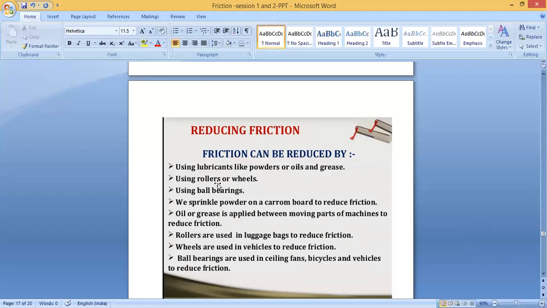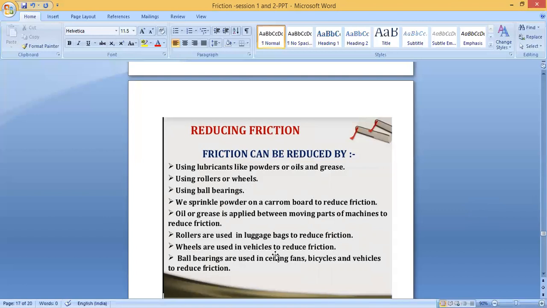But if you fix rollers or wheels, you can see that one thing you learned, rolling friction is less than sliding friction. Even sliding friction is less than static friction. Here only two wheels you are fixing, so only the wheels touch the surface. So obviously the friction will reduce. And it's rolling friction, which is very much less than sliding friction also. So you can easily pull that bag. Clear?